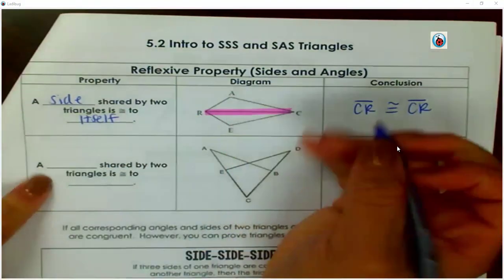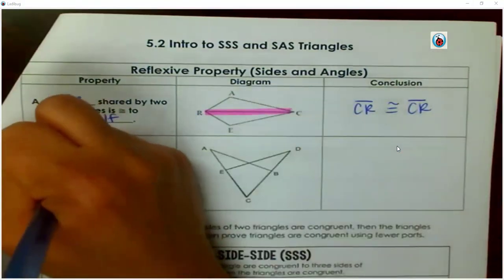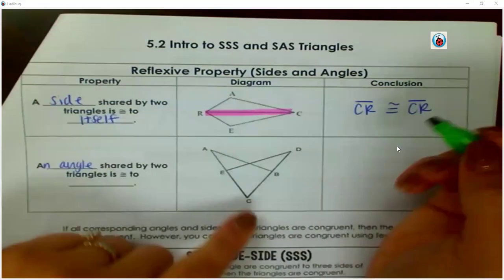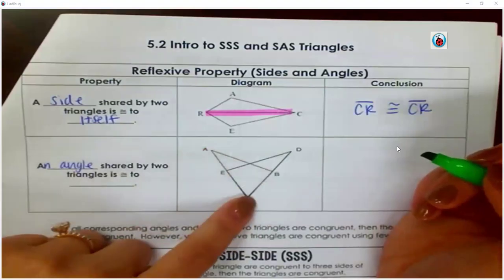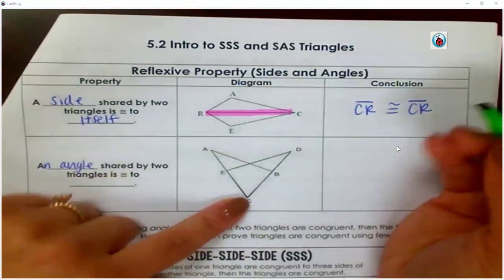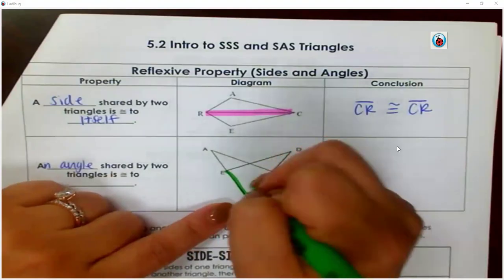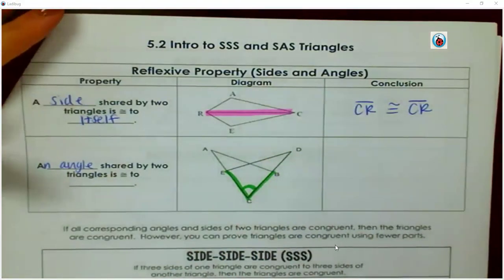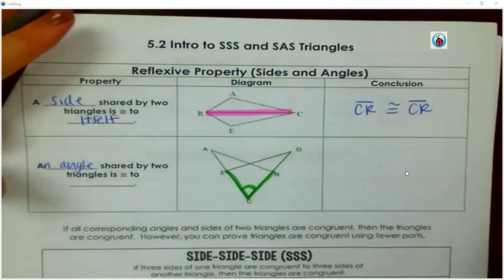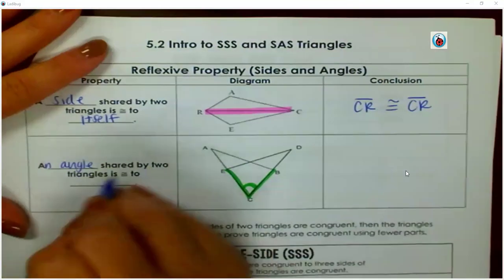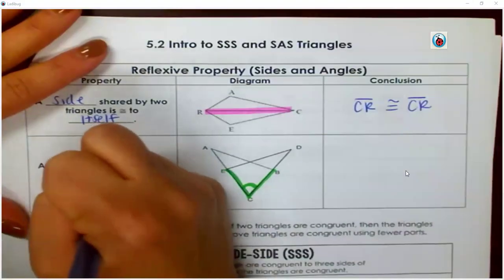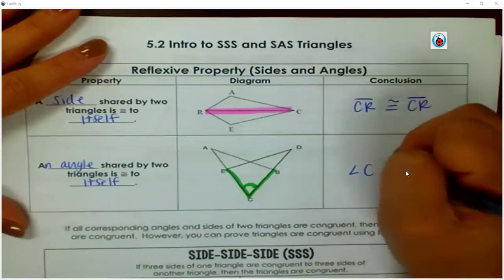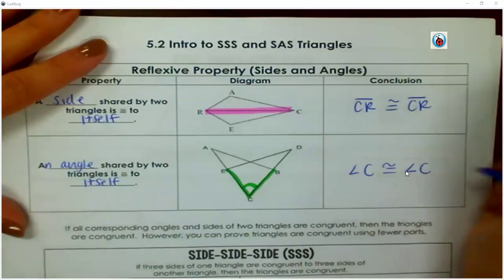Then you can also have an angle shared by two triangles. So if you look here, we have this triangle, ABC, and then you have triangle DEC. Both of these triangles share angle C. And so you can see here an angle shared by two triangles because it's congruent to itself. So we can say that angle C is congruent to angle C.